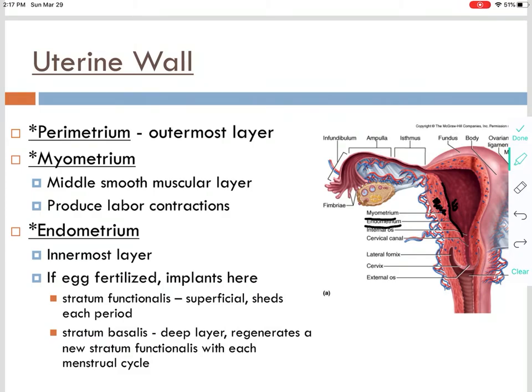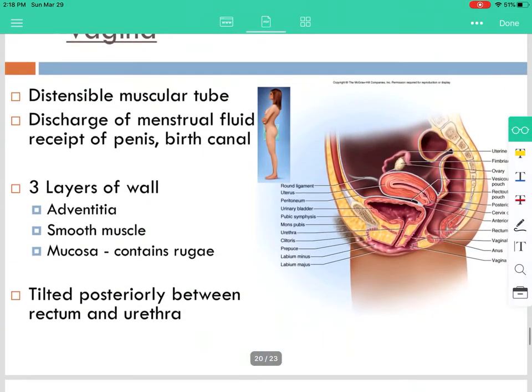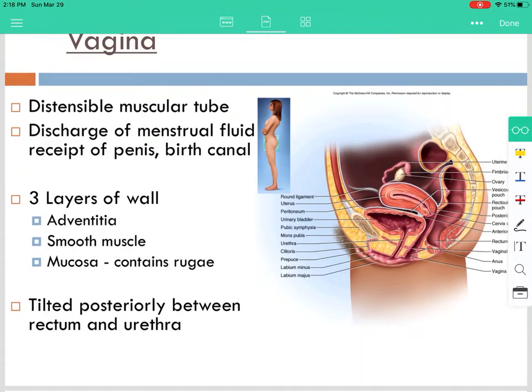The middle region, which is very thick, is called the myometrium. And this thick muscular myometrium is needed during childbirth. If we're going to have to push a baby out, we better have some thick muscle in the uterine wall. And the outermost layer is called the perimetrium. It's not labeled as well here, but just the outer layer there is called the perimetrium.